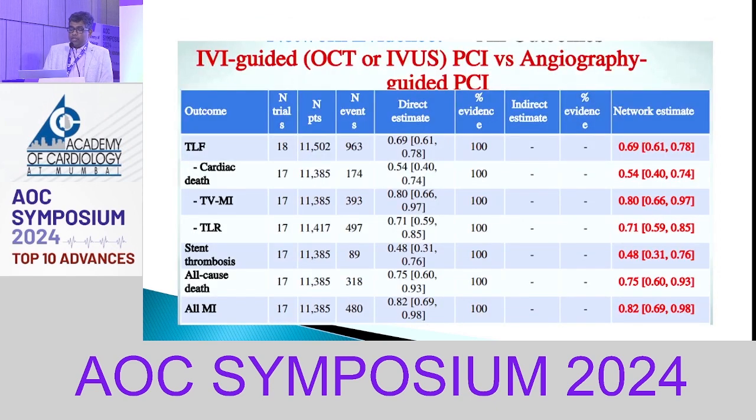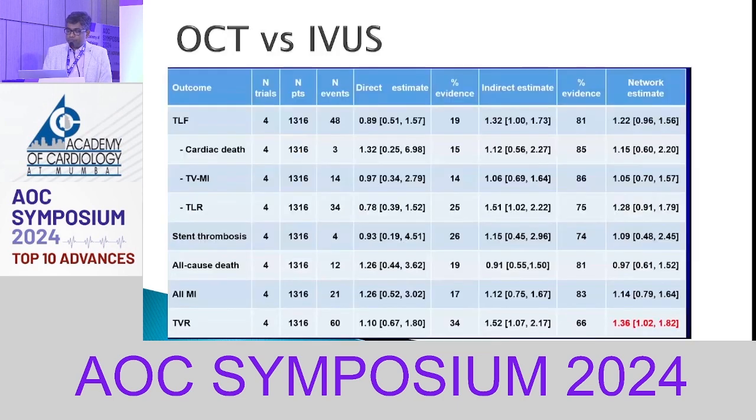And if you see the hazard ratios and relative risk reductions, which were significant across all outcomes, basically all endpoints like target lesion failure, cardiac death, TV MI, TLR. If you see the stent thrombosis, it's almost 52% reduction in imaging guided PCIs. So almost across all endpoints, there was a positive impact in this meta-analysis.